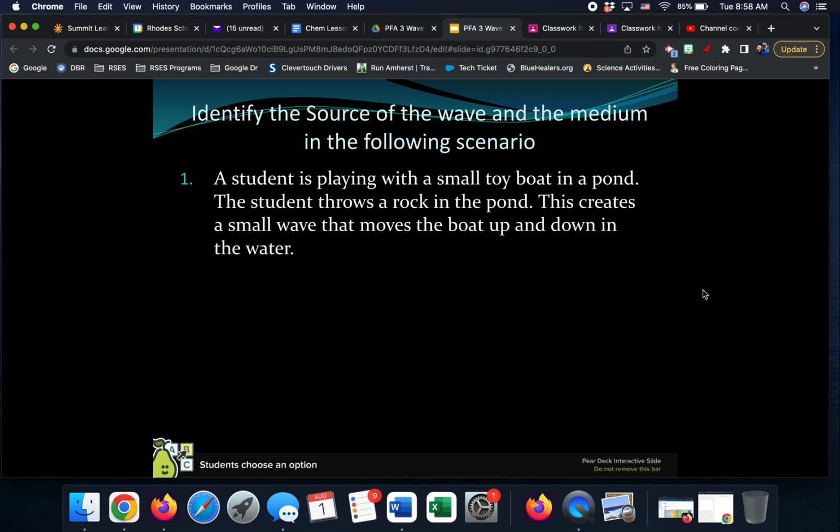The disturbance is how the energy gets into the pond, so that's the rock. The medium is what does that energy move through, and that would be the water.